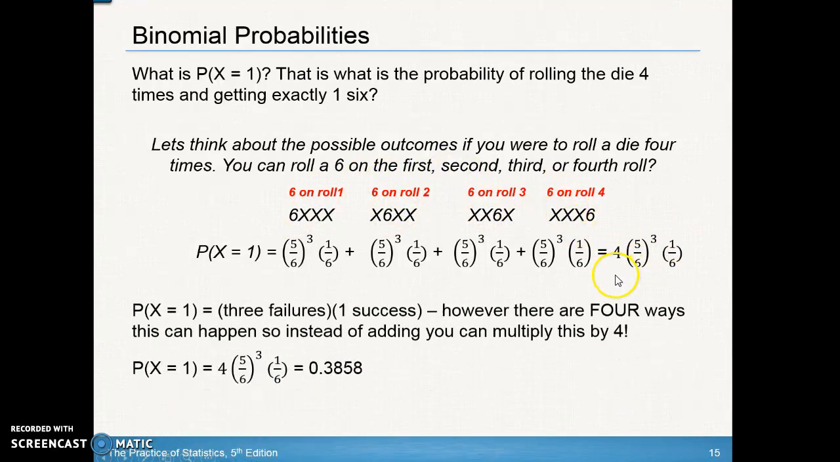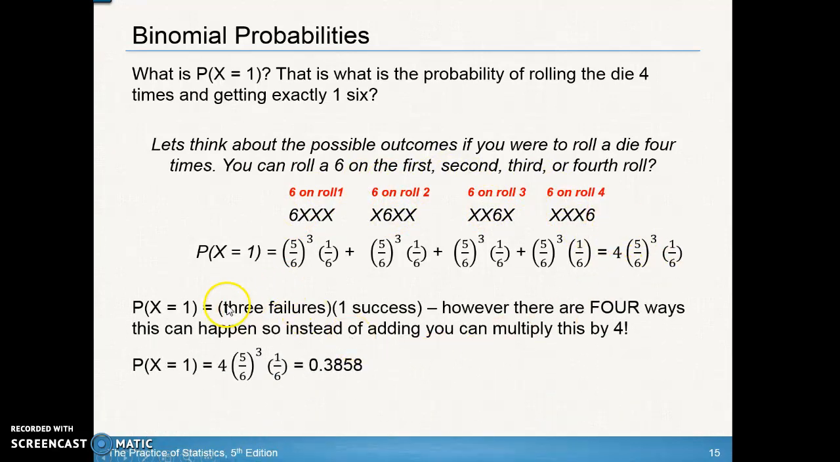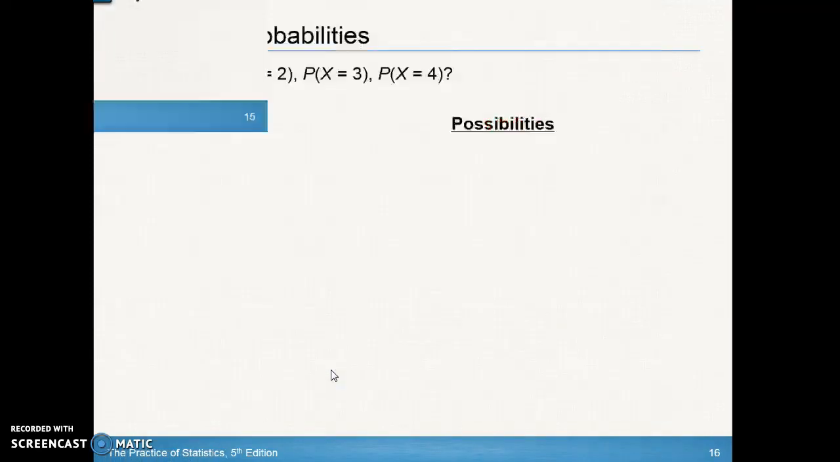Okay, so that makes the probabilities a little bit more complicated. So x equals 1 is saying I have 3 failures and 1 success each time. However, there are 4 ways this can happen. So instead of adding, which you could do, you can also just multiply that by 4. 3 failures, 1 success, 0.3858. Okay, that one wasn't too bad.